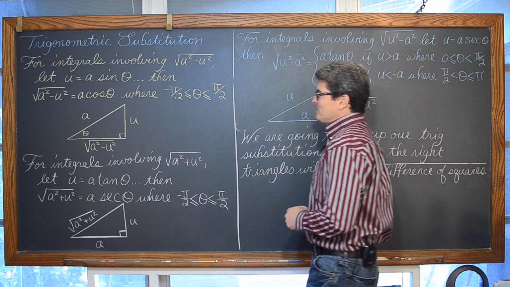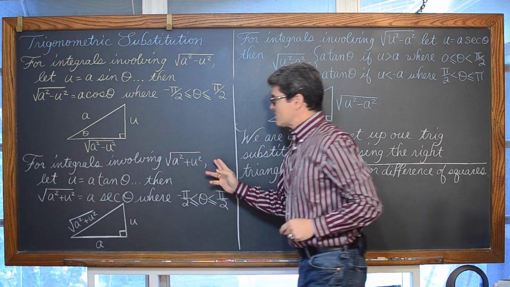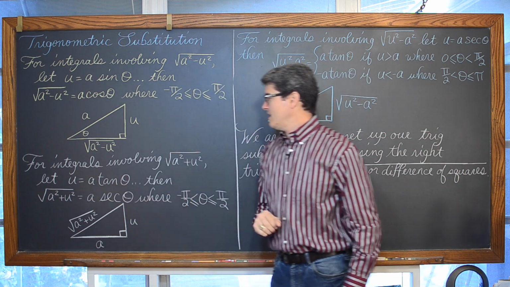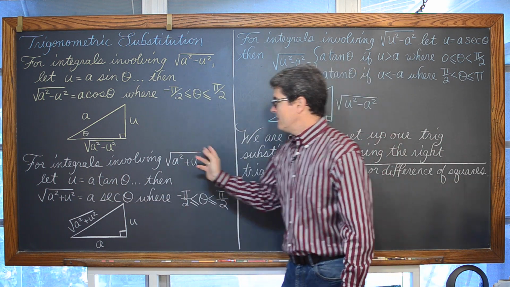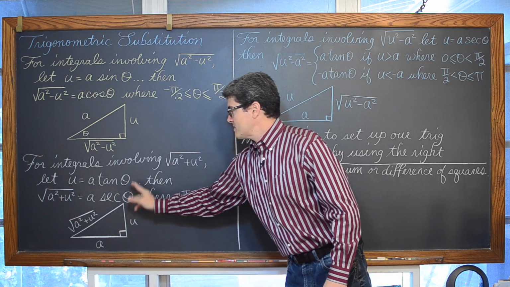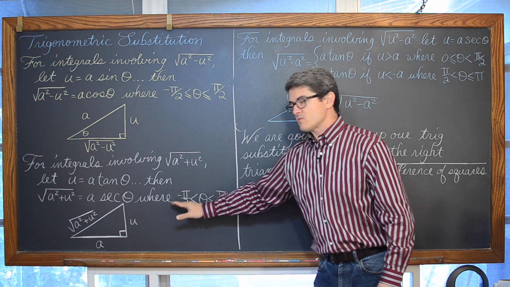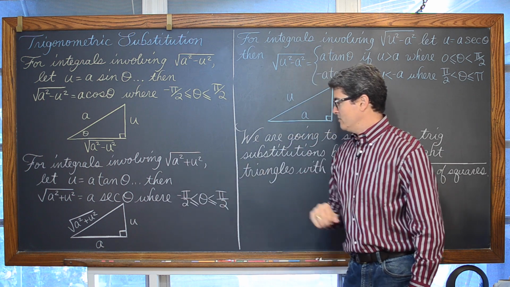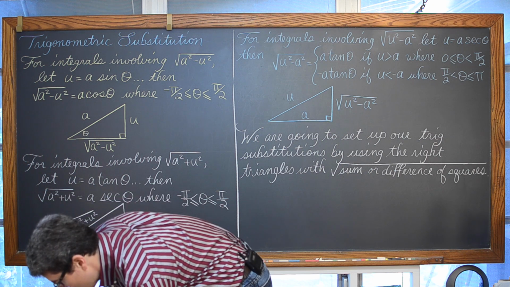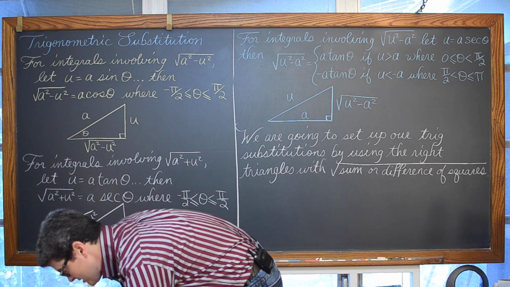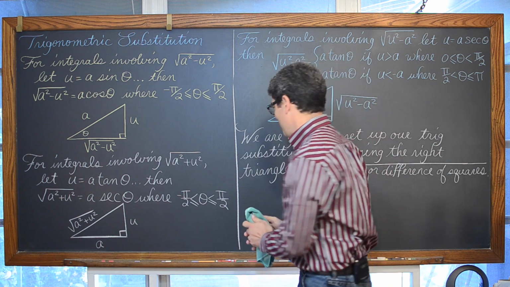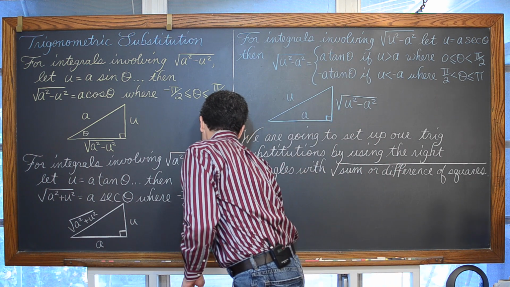So for integrals involving the square root of a squared plus u squared, we're going to let u equal a times the tangent of theta, and then the square root of a squared plus u squared is going to be equal to a times the secant of theta, where theta is restricted between negative pi over 2 and positive pi over 2. And that, I believe, as I read this out loud, should not have equal signs here. So I do apologize for the copy error.